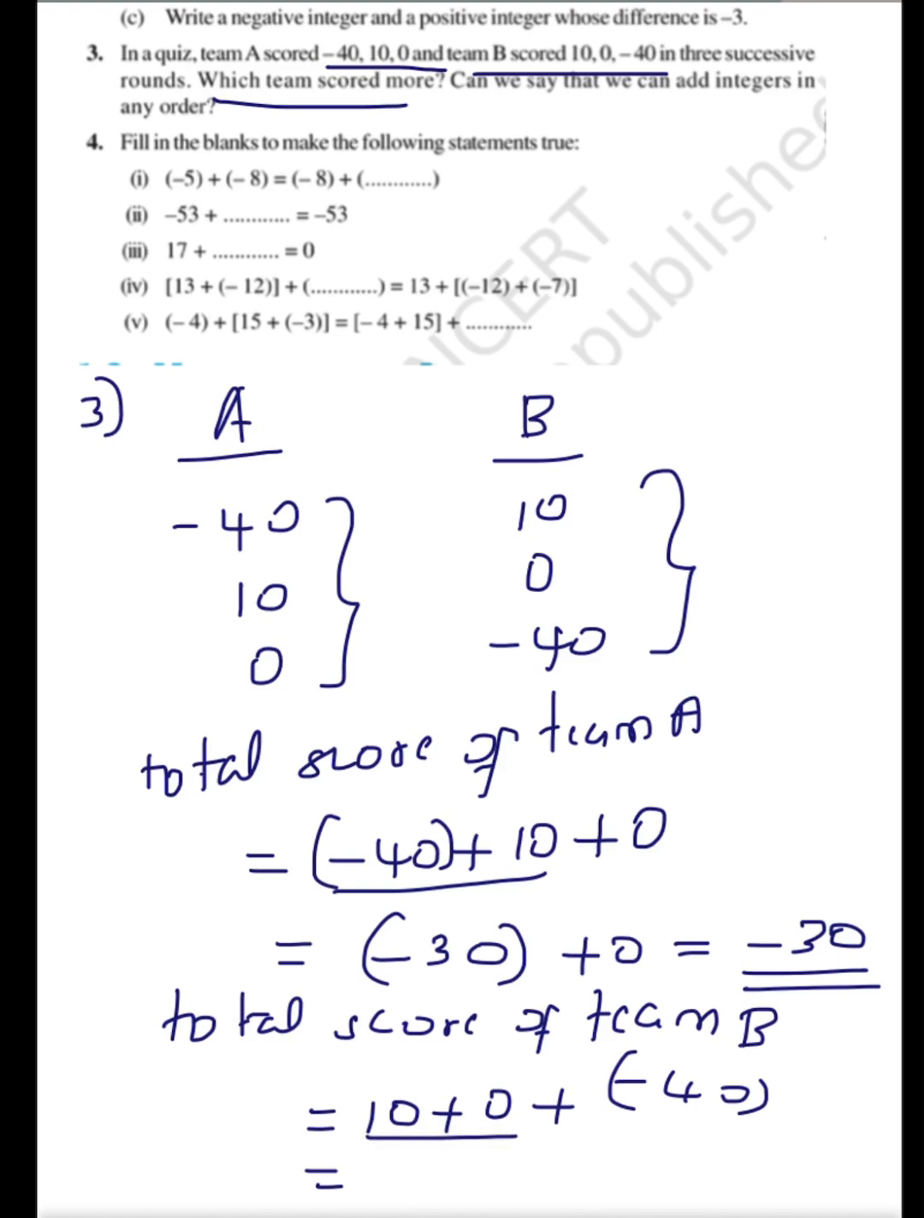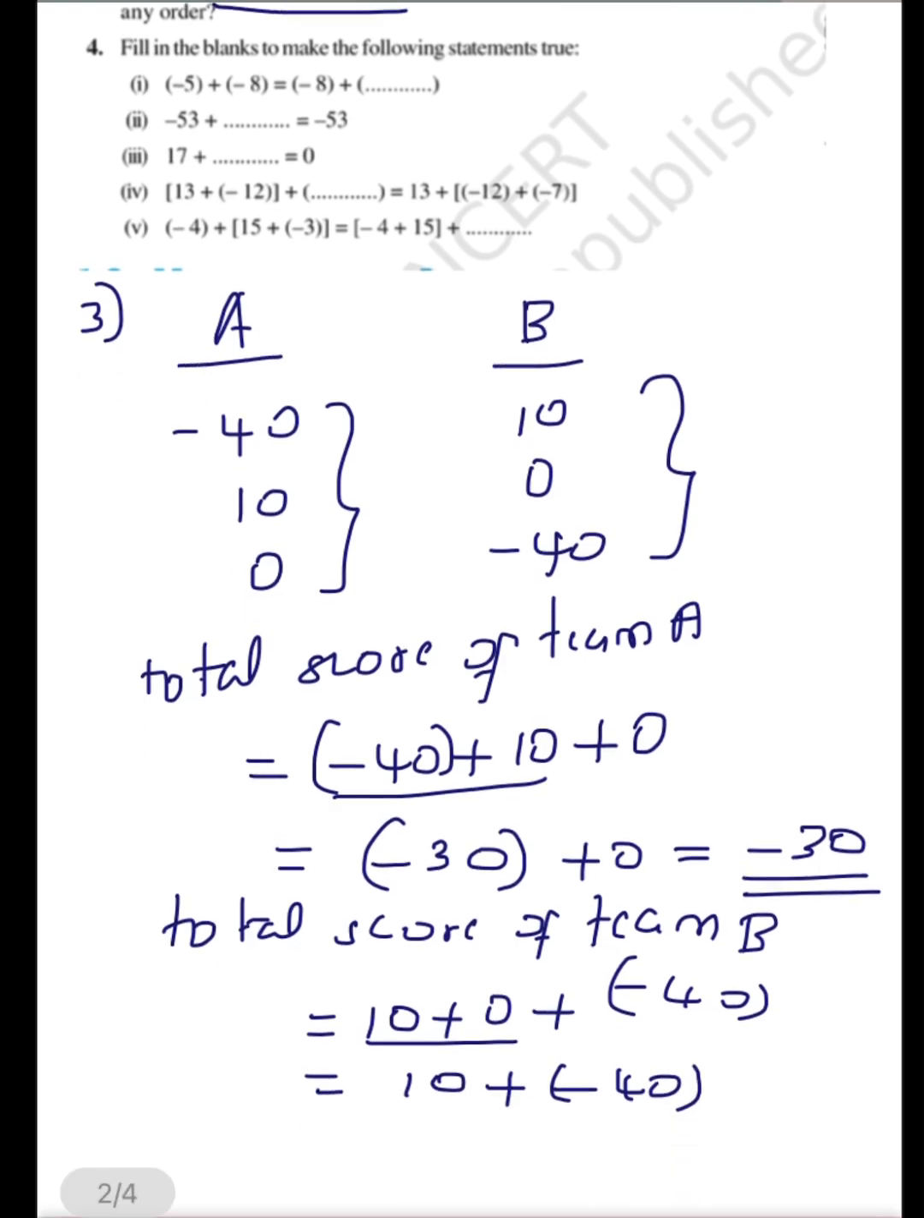Now what is 10 plus 0? It's 10. Now what about 10 plus minus 40? 10 plus minus 40 is again equal to minus 30. So the total score of team A is minus 30. Similarly, the total score of team B is also minus 30.